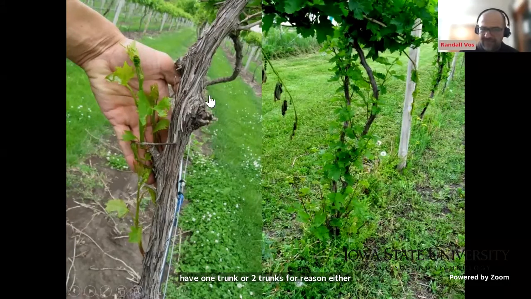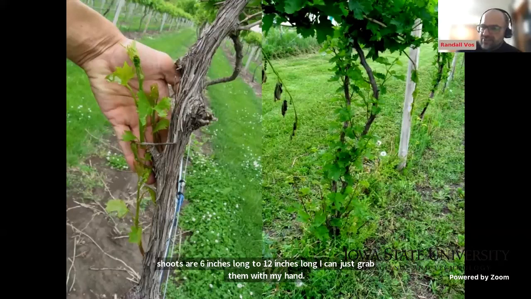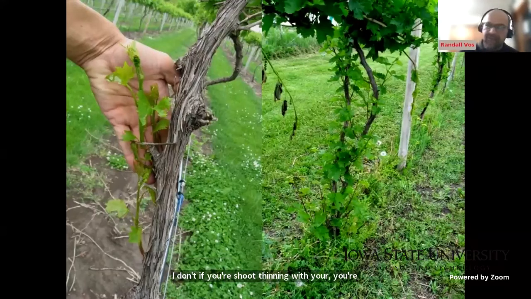If you look on this trunk on the left-hand side, we left a lot of bad stubs in this situation. They're way too long. What happens then is you get a lot of these random shoots popping out. Now when these shoots are 6 to 12 inches long, I can just grab them with my hand. If you're shoot thinning with your pruners, you're probably doing it too late. We want to snap these off when they're not firmly attached, and it doesn't take much time at all. Just flick them off almost.